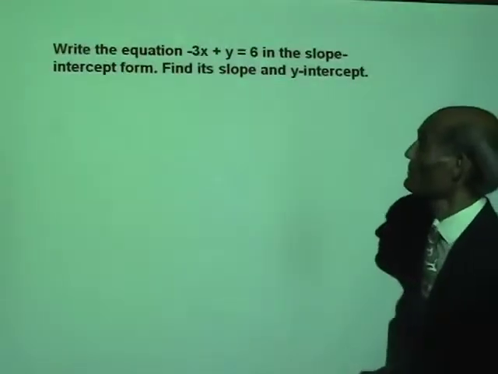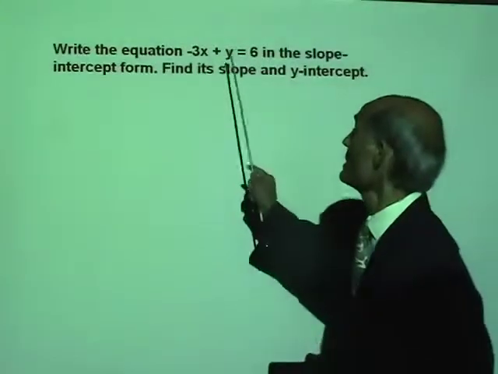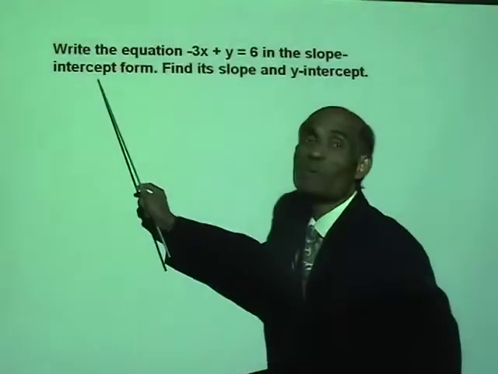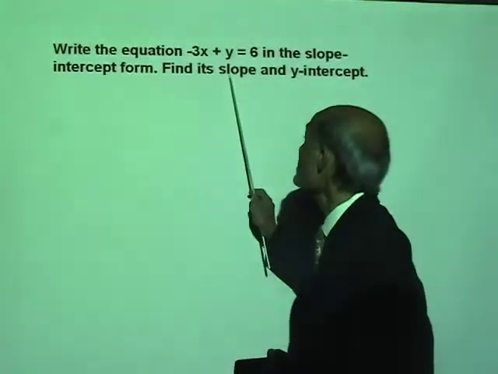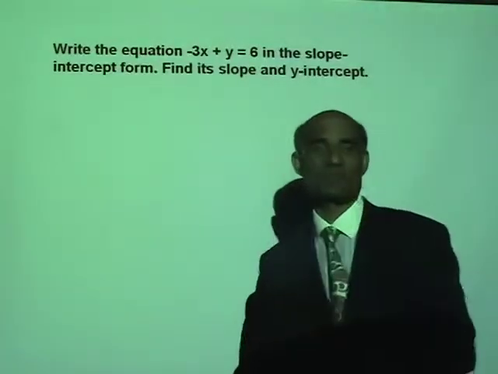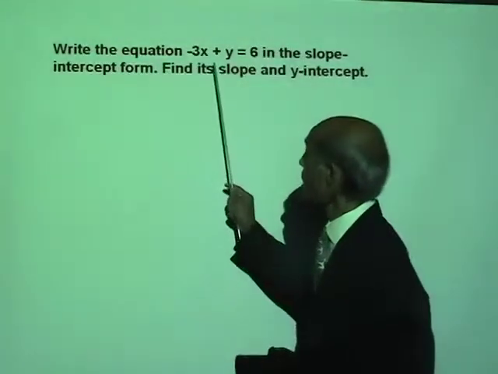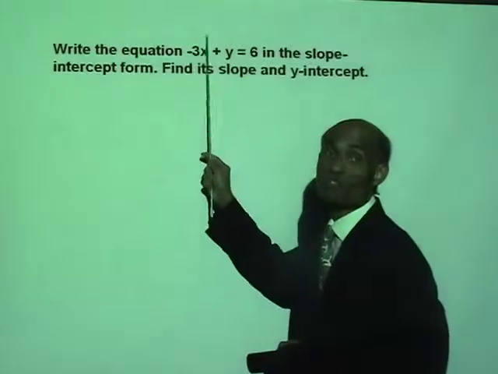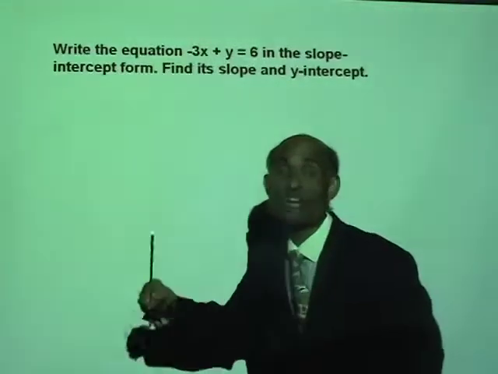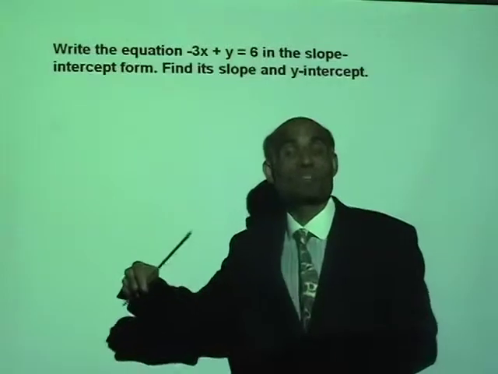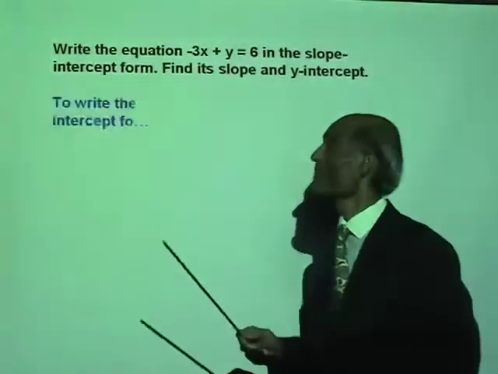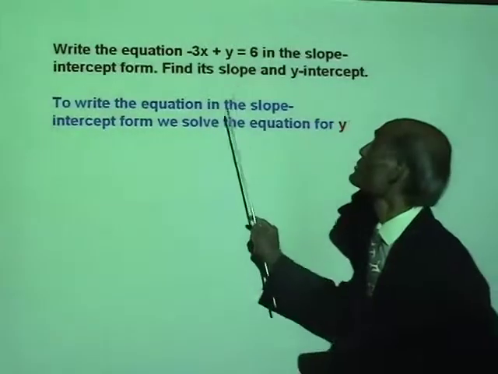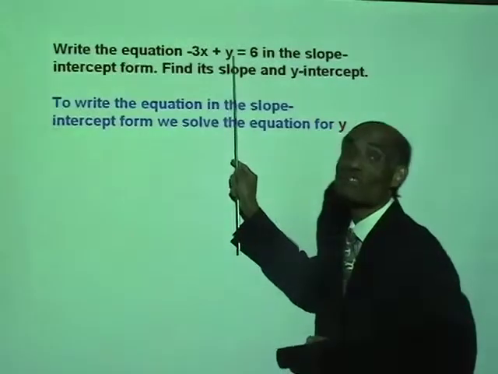Okay, let's do another one. Write the equation negative 3x plus y equal to 6 in the slope-intercept form. Find its slope and y-intercept. Alright, our equation is negative 3x plus y equal to 6. This is the equation in the general form, ax plus by equal to c. What do we do? To write the equation in the slope-intercept form, we solve for y from this equation.